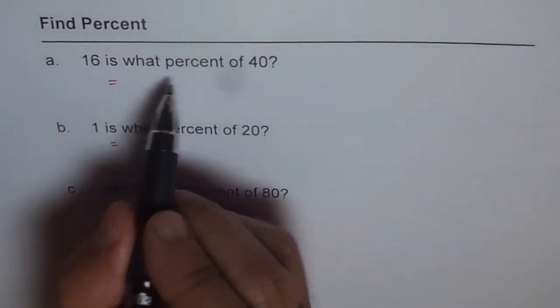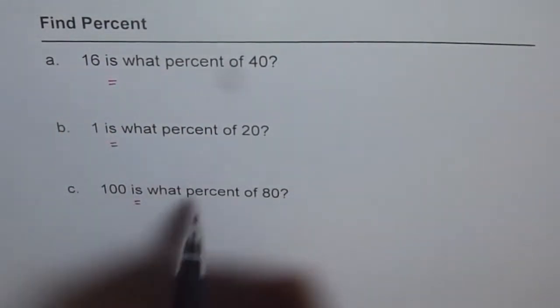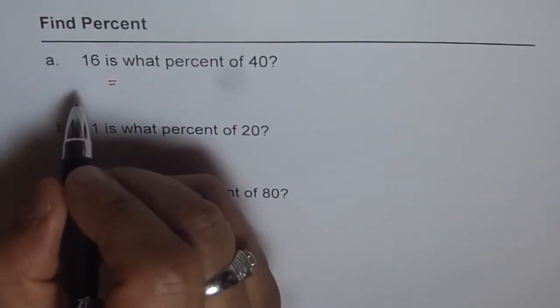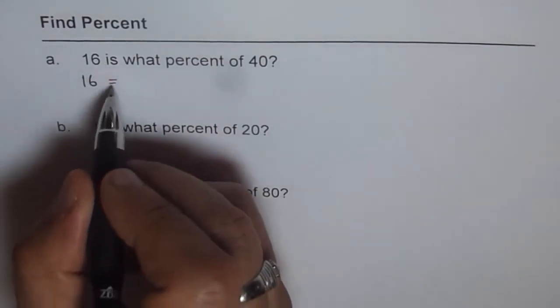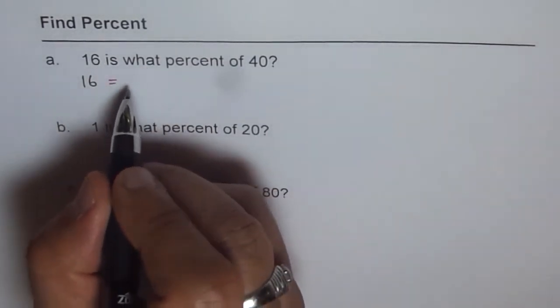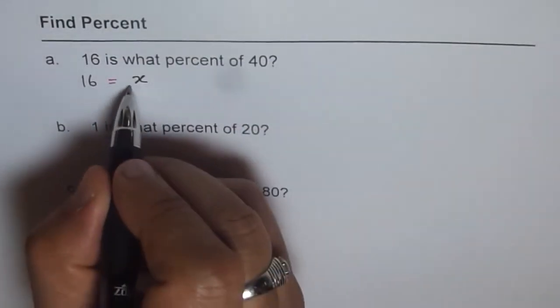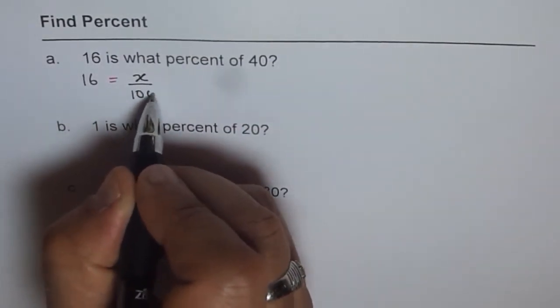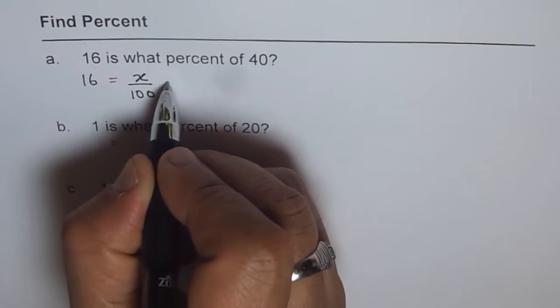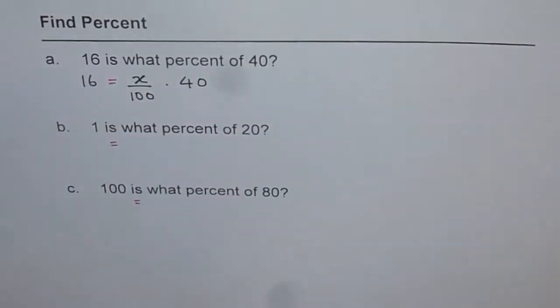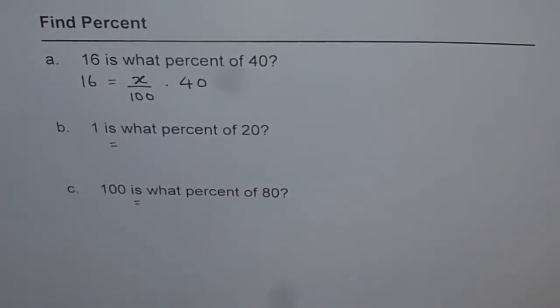Let's go through this first sentence, and then I'd like you to do the others. 16 is what percent of 40? So we say 16 is means equal to what we don't know. So we'll write here x, right? Percent means out of 100. X out of 100. Of means multiply, and 40 is the number. Do you see that? So that becomes our equation. Now I'd like you to write down the next two equations, right?